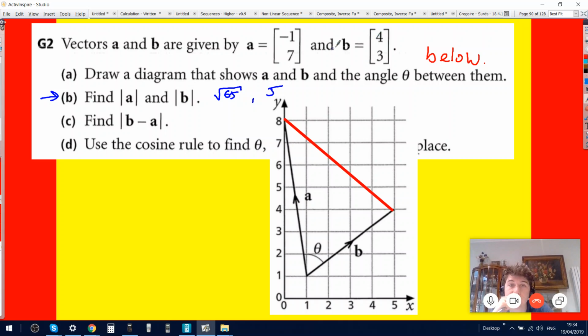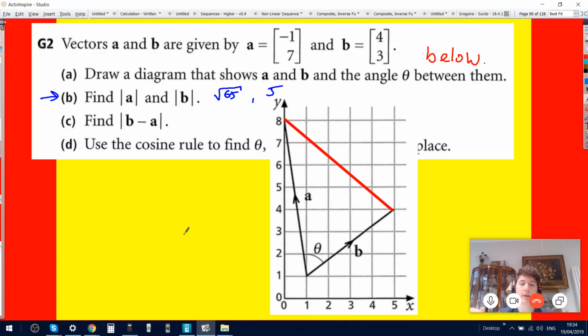You could do these two up here. You could do B minus A and do the magnitude of your answer. That's one way to do it. Or just use a diagram. If you didn't have a diagram, you could just do B minus A and then do the Pythagoras of that. So with A and B, you do 4 plus 1, and then find y, and then do both of them like that.